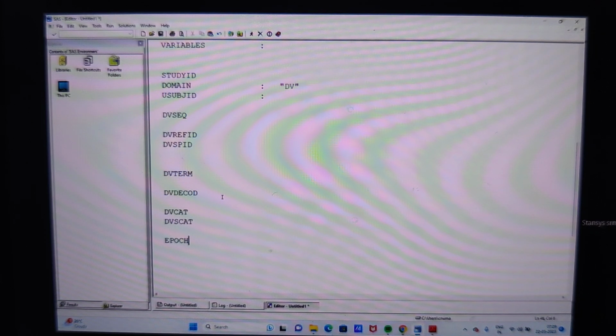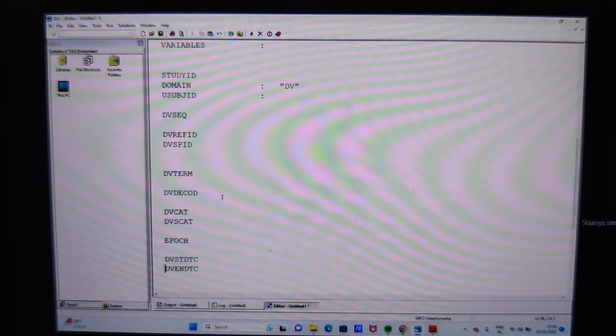And then if the subject has done the deviation, what is the start date of the deviation and the end date of the deviation? We are going to have DVSTDTC, then we are going to have DVENDTC. So DVSTDTC is going to have the start date of the protocol deviation, and DVENDTC is nothing but the end date and time of the protocol deviation. So these are the variables that we are going to have in protocol deviations.